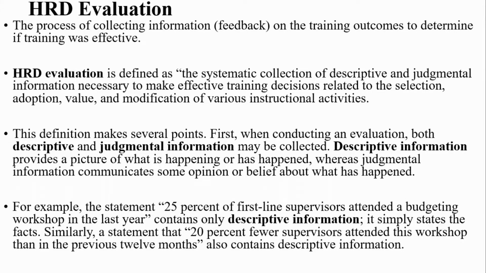So definitionally, it can be defined as the systematic collection of descriptive and judgmental information necessary to make effective training decisions relating to selection, adoption, value, and modification of various instructional activities. So this indicates that in an attempt to collect information or feedback on training outcomes, there is some level of systematicity to it. You shouldn't go about the collection of information haphazardly. There should be some rhythm or plan or coordination to how you go about the collection of the information.